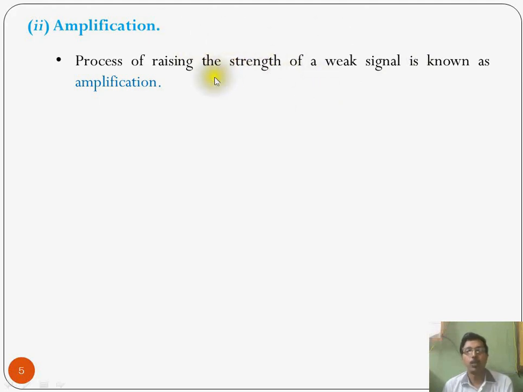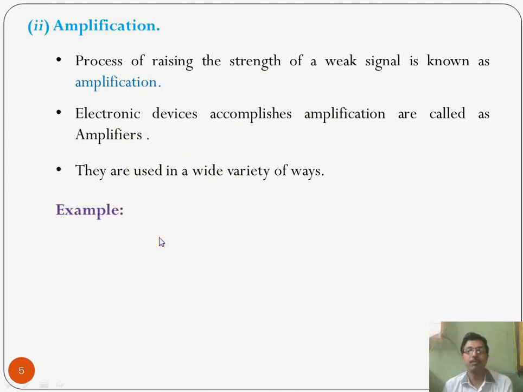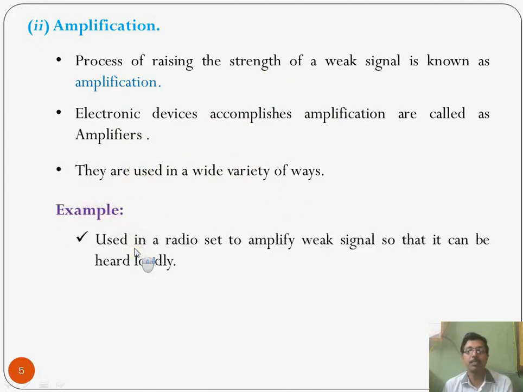So in that case we are in need of an amplifier. The electronic devices which accomplish this amplification process are called amplifiers. With the help of an amplifier, we can convert a weak signal into a strong signal. It is very easy. These are used in a variety of ways. We can see only a few examples here.